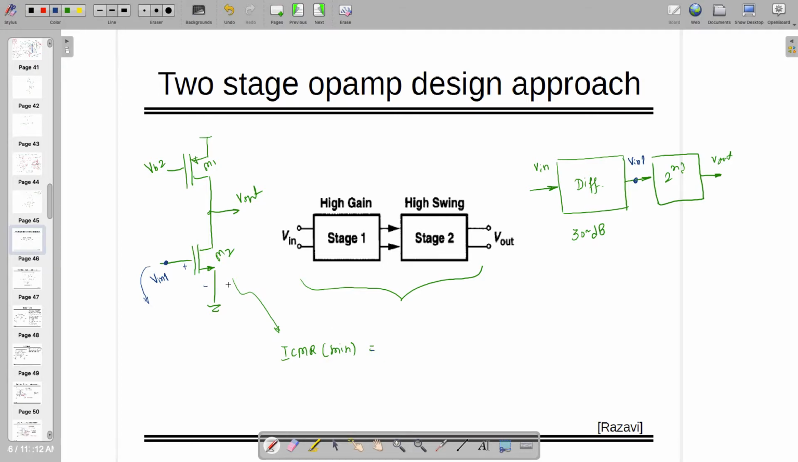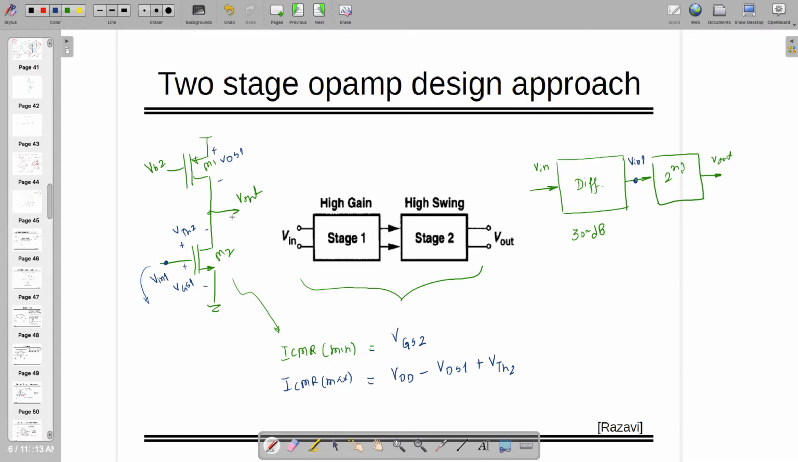ICMR min is VGS2, whereas ICMR max, what do you think about ICMR max? So you have to start from here. Yeah, Surabhi, what do you think? VDD minus VDS1 plus VTH2, right? So this is how we can find out the input common mode range.